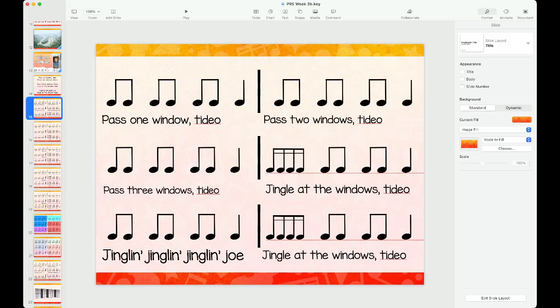Mi, so, so, la, mi, so, so, mi, so, so, la, mi, re, do, mi, so, so, la, mi, so, so, so, so, so, so, so, la, mi, re, do, do, do, so, so, la, la, so, so, so, so, so, so, la, mi, re, do.